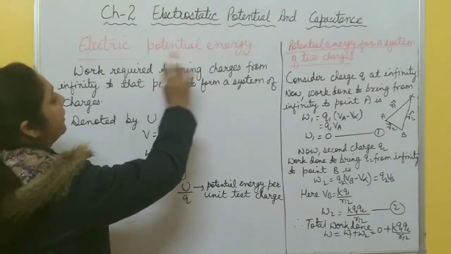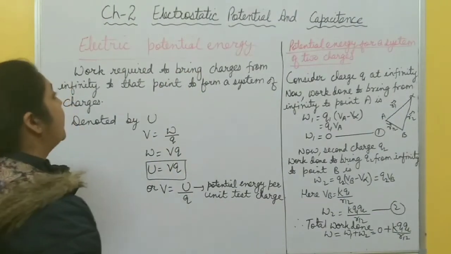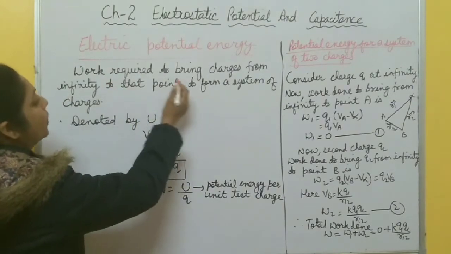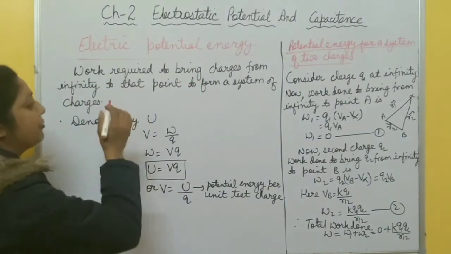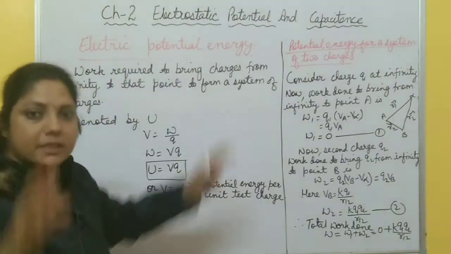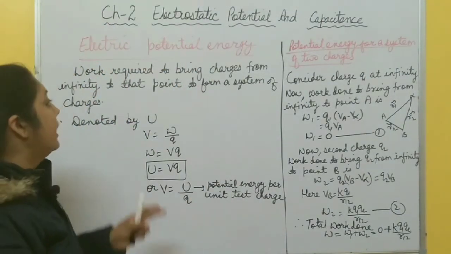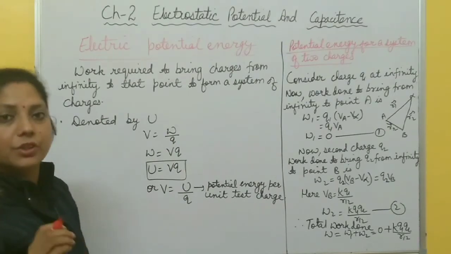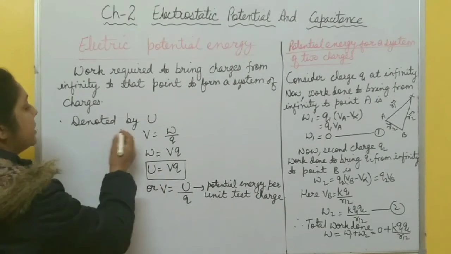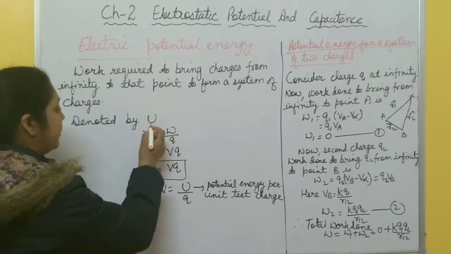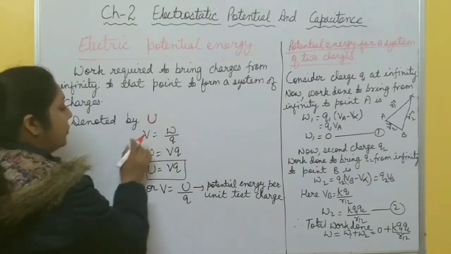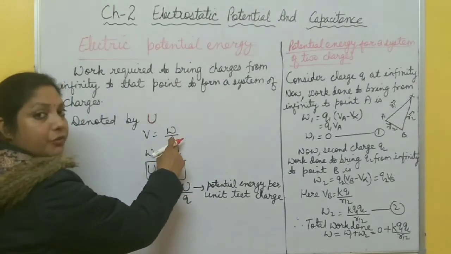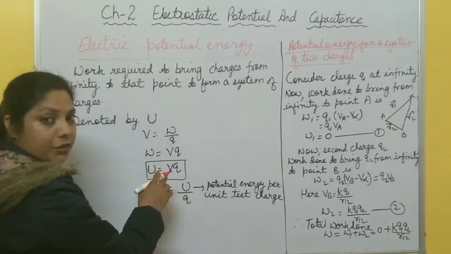Next is electric potential energy. What do you mean by electrostatic potential energy? It is the work required to bring charges from infinity to that point to form a system of charges, right? And that work done is stored in the form of potential energy of the system. It is denoted by capital U. You know, potential at any point is the work required to bring a charge from infinity to that point, W by Q.